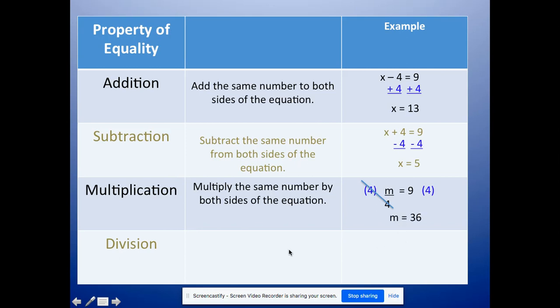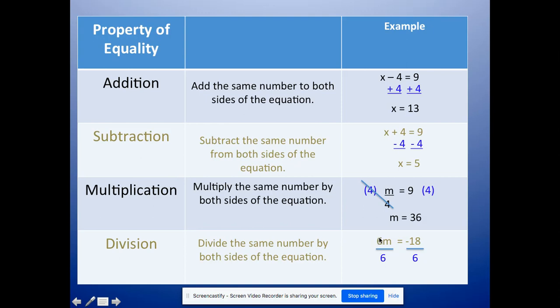And then the last property of equality is division, and it says divide the same number by both sides of the equation. So again, we have this equation where it says 6m equals negative 18. When you have a coefficient, which is the 6, and a variable, m, next to each other, that tells you that they are multiplying. So the inverse operation, or the opposite operation of multiplying, would be dividing. And you always want to divide by whatever that coefficient is right there. So we're going to divide by 6.